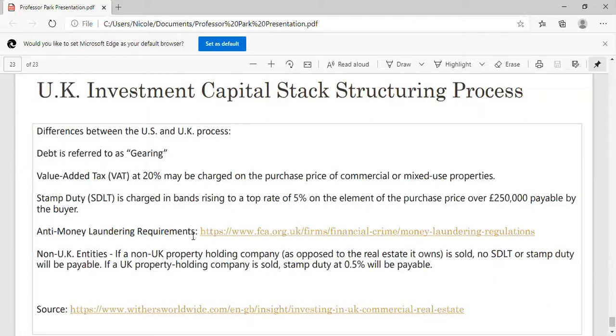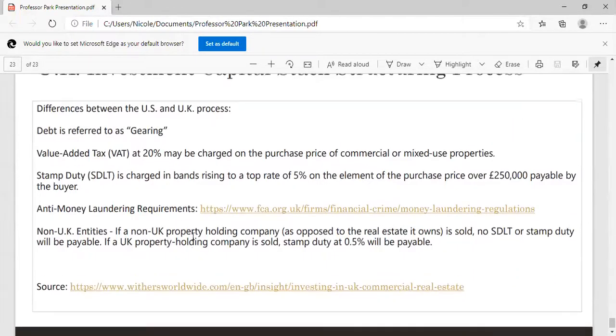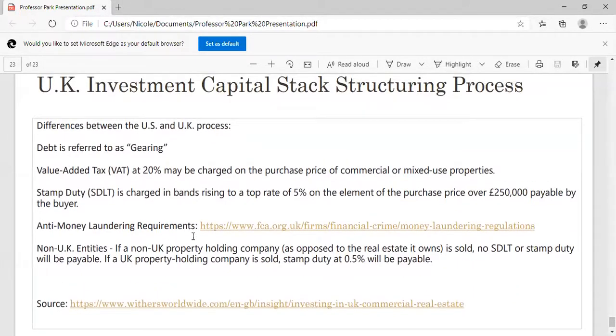So they also have a value added tax, which is called a VAT, which is 20% can be charged on the purchase price of commercial or mixed use properties. That adds quite a bit of cost to buying property in the UK. There are ways around that, but that's typical.